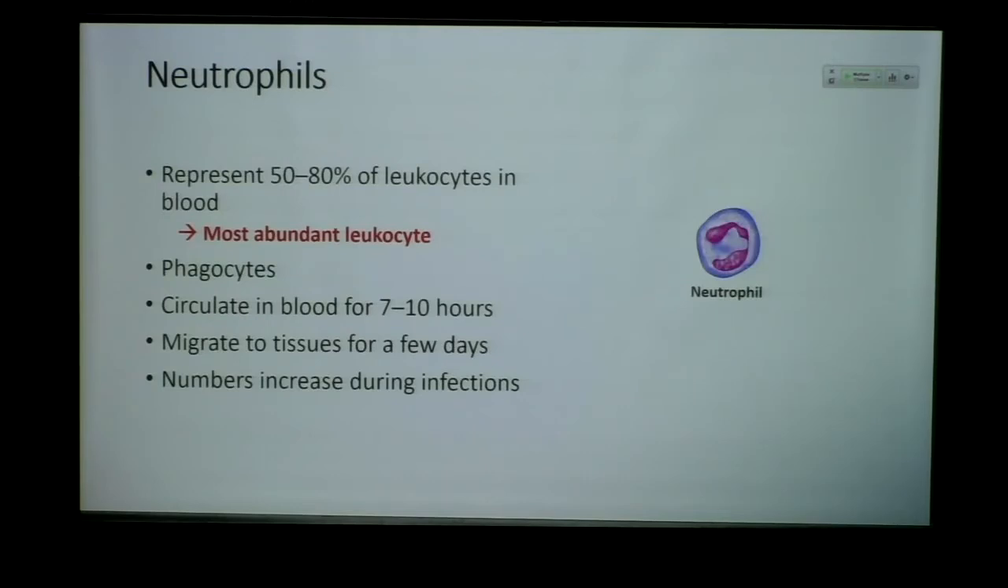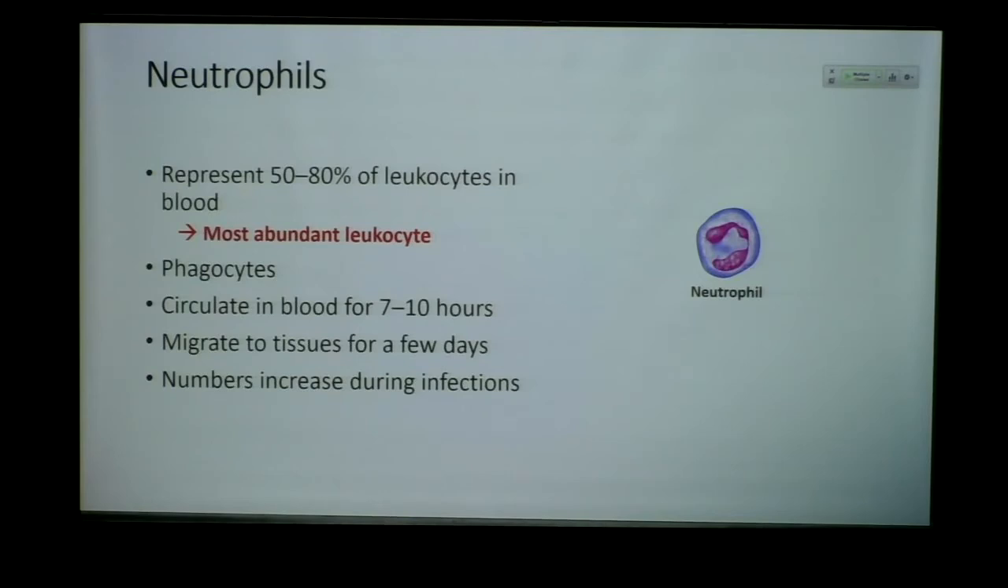Neutrophils. Neutrophils are probably the most important and most abundant leukocyte. They are about 50 to 80% of the total leukocyte count. They have the ability to phagocytose, so engulf bacteria. They typically circulate in the blood for about 7 to 10 days, and then they can migrate out into the tissues where they help to mediate an immune response, usually by phagocytosis.